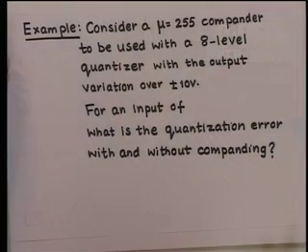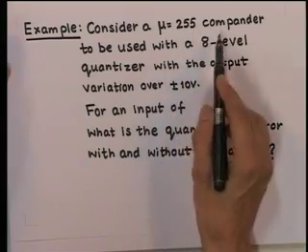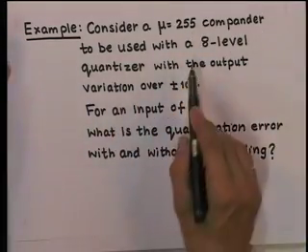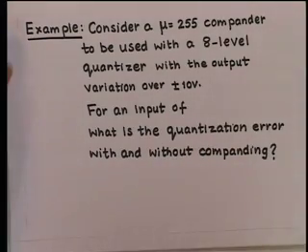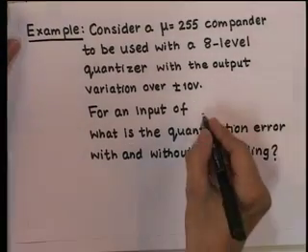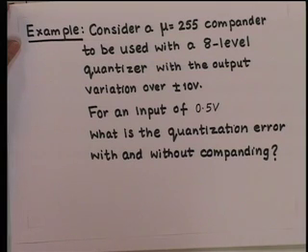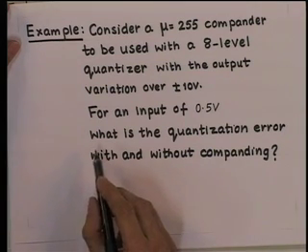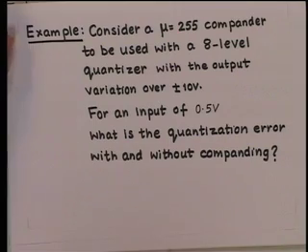Now, let us take few examples to understand these concepts in a better way. Let us take the first example as follows. Consider a mu equal to 255 compander to be used with a 8 level quantizer with the output variation over plus minus 10 volt. For an input of say 0.5 volt, it is desired to find the quantization error with and without companding. So, let us try to provide the solution for this.